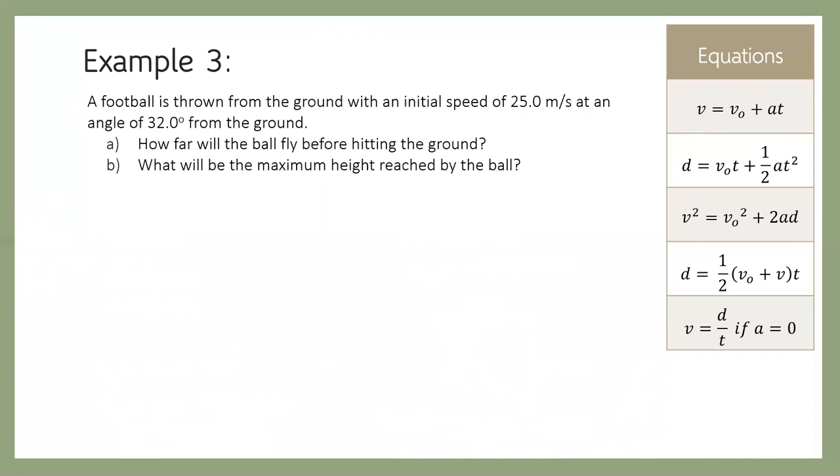A football is thrown from the ground with an initial speed of 25.0 meters per second at an angle of 32 degrees from the ground. How far will the ball fly before hitting the ground, and what will be the maximum height reached by the ball? For a picture, you've got this ball and it's being kicked at 32 degrees and it's going to make an arc shape, specifically a parabola shape.